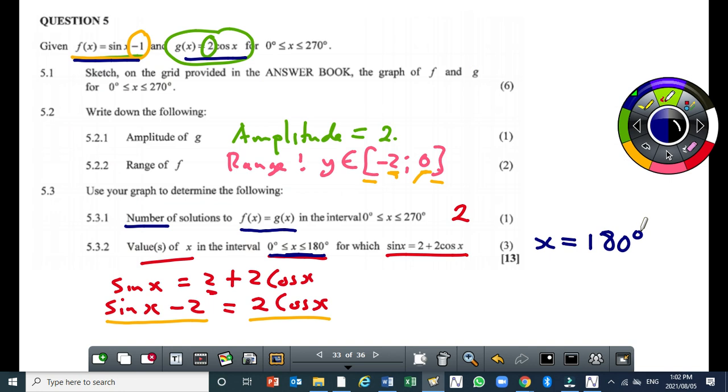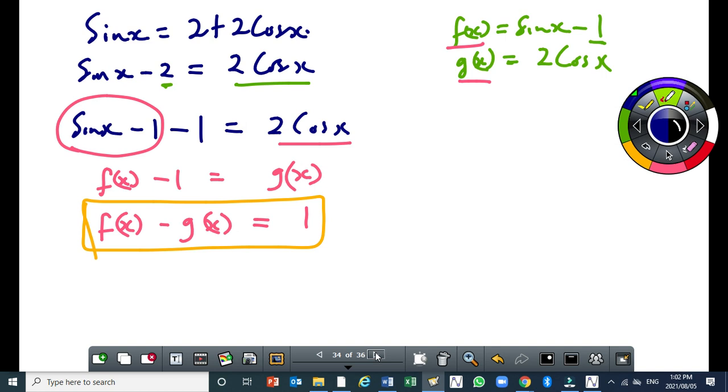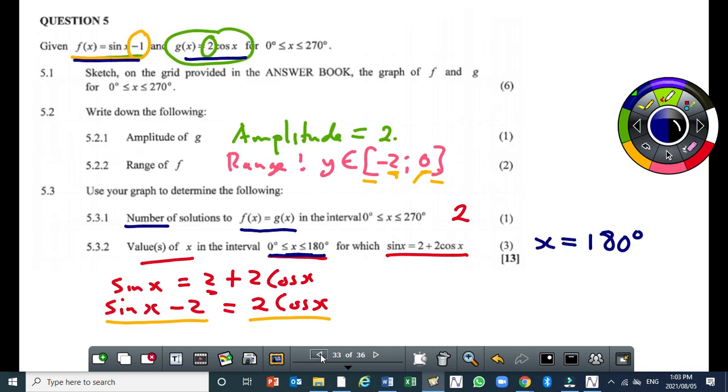Alright, so this question, they could have asked it as this: for what values of x is f of x minus g of x equal to 1? It could be asked that way. But here they just use the original expressions for f of x and g of x, which makes it more complex. It's written in this format.